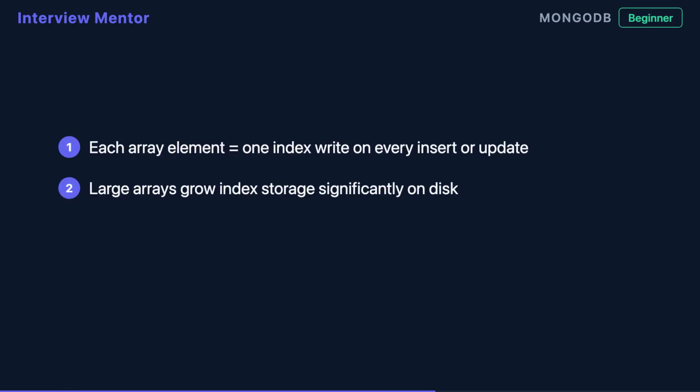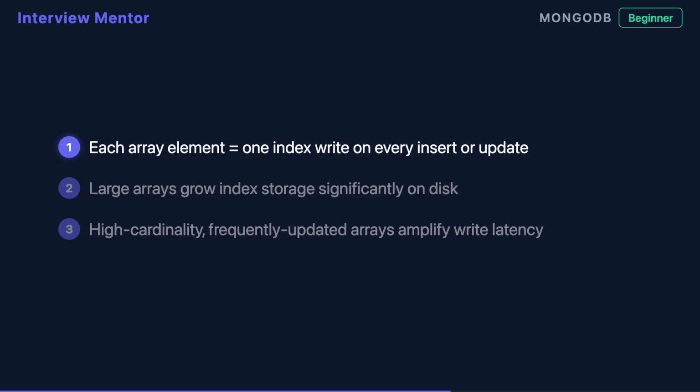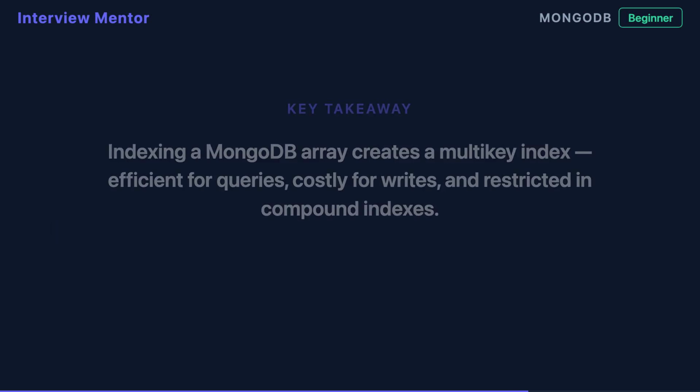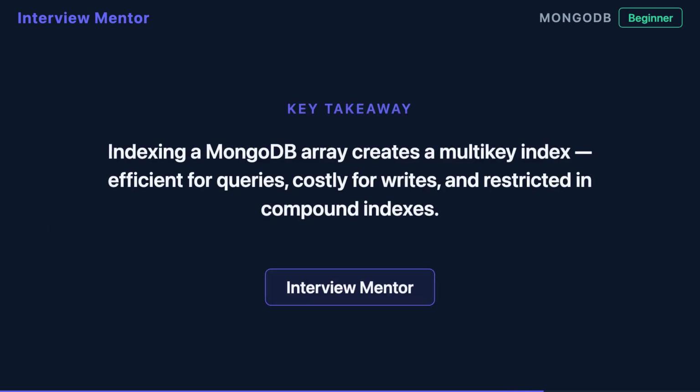All these extra entries come at a cost. Each write to a document with an array forces MongoDB to update 1 index entry per element. This drives up index storage size and write latency, growing worse as arrays get larger. Indexing a MongoDB array creates a multikey index, efficient for queries, costly for writes, and restricted in compound indexes.